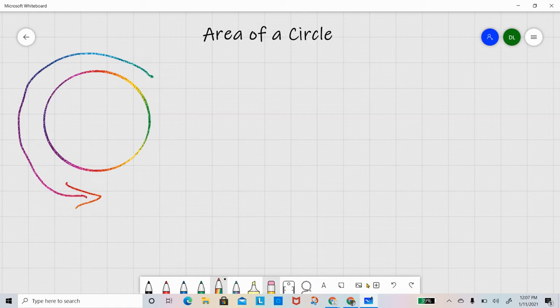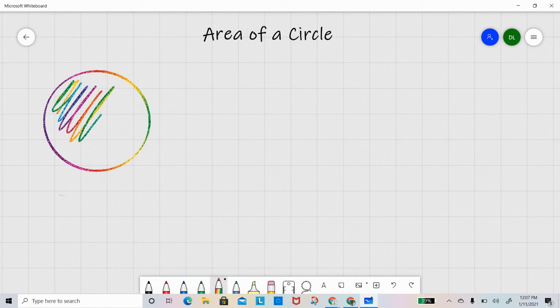Instead of the distance around the circle, we're going to talk about the part of the circle that's inside the circle, right? Area is that amount of space inside the circle. That's what area is all about. Area is always talking about the inside part. Okay, if you talked about the area of a square, it would be all of the area that's inside the square. So today we're going to talk about the area of a circle.